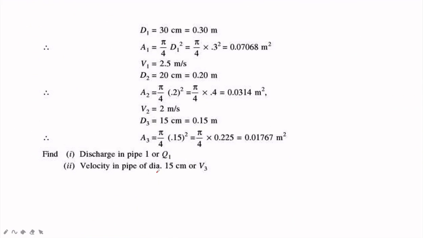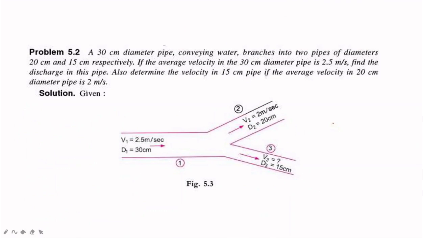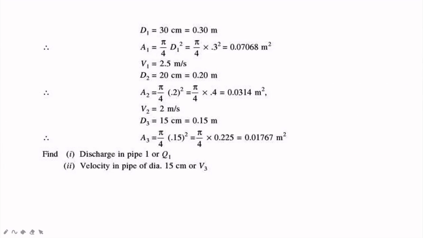So see, D1 is 0.3 meter. So A1 is 0.07068 meter square. V1 is 2.5 meter per second. So this is for section 1, which means the bigger mother pipe, the big pipe.